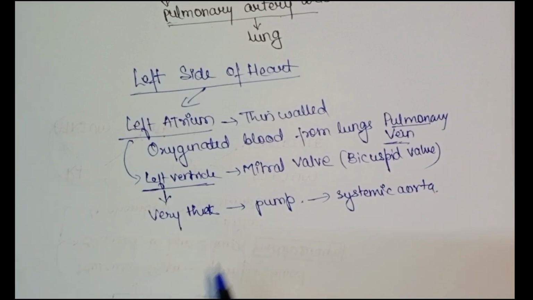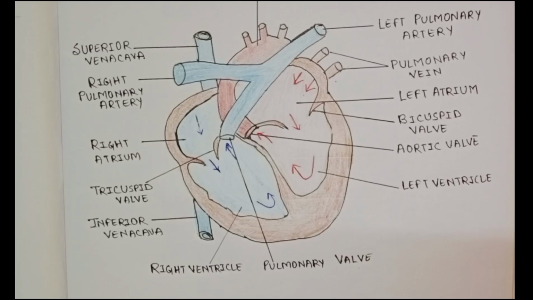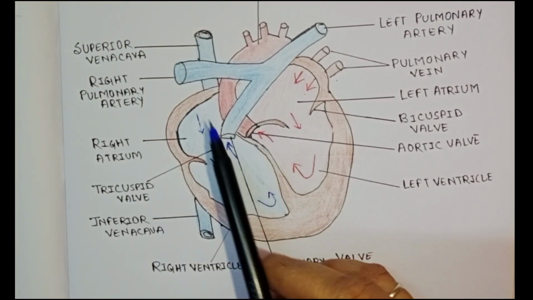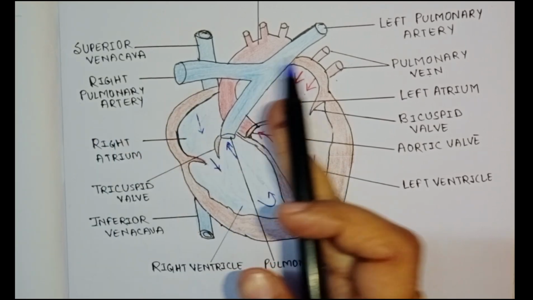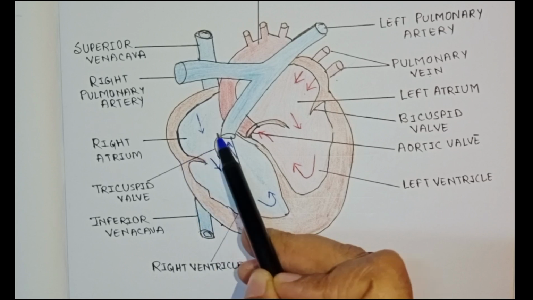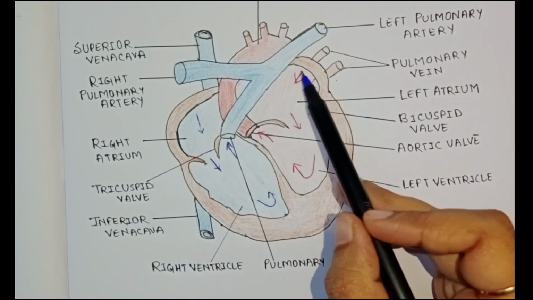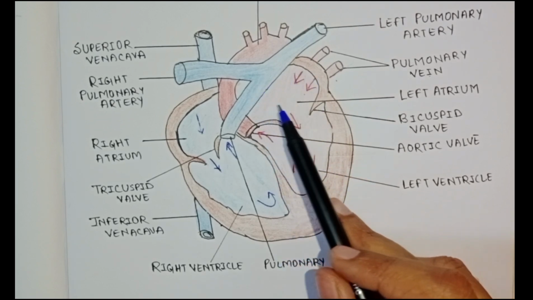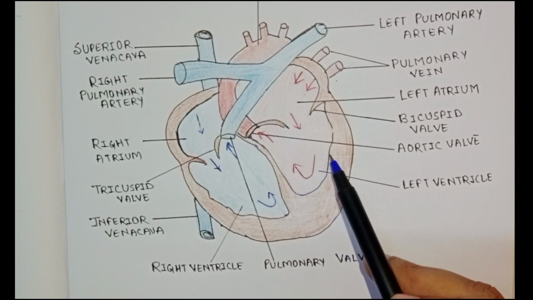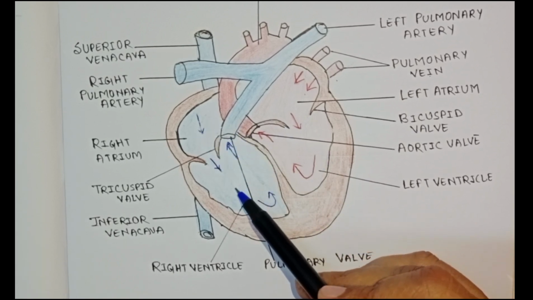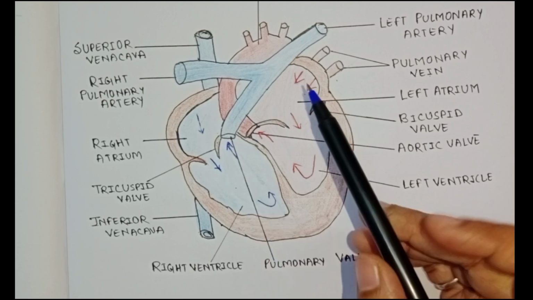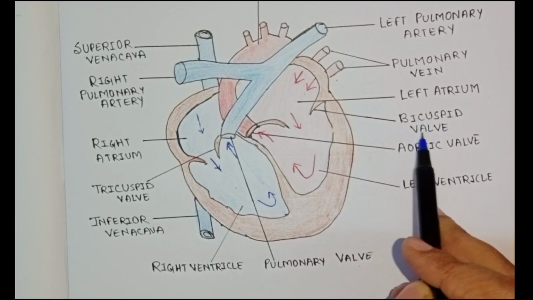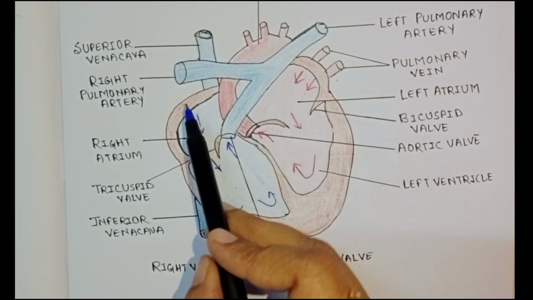So let's see this in the diagram. This is the diagram of the heart. First point, the 4 different chambers of the heart. This is the right side of the heart. This is the left side of the heart. This is the right atrium. This is the right ventricle. This is the left atrium, and this is the left ventricle. Between the right atrium and right ventricle is the tricuspid valve, and between the left atrium and left ventricle is the bicuspid valve, which is also called the mitral valve.